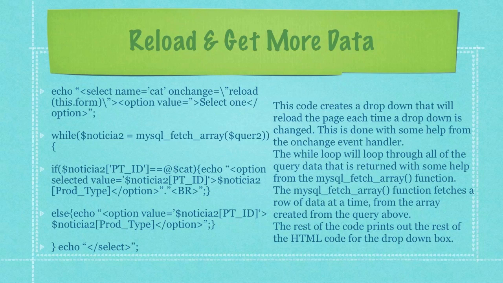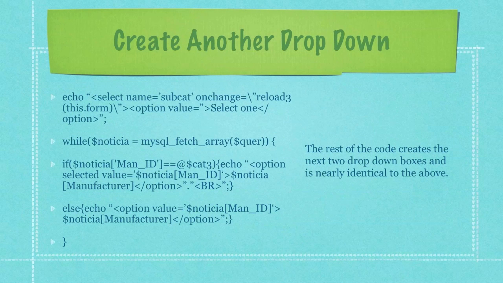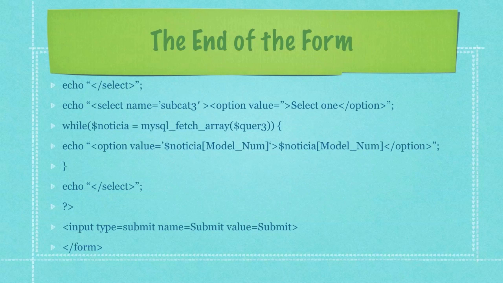The while loop will loop through all the query data that is returned with some help from the MySQL fetch array function. The MySQL fetch array function fetches a row of data at a time from the array created from the query above. The rest of the code prints out the rest of the HTML code for the drop-down box. And the rest of the code creates the next two drop-down boxes and is nearly identical to the above. And here you see all of the code that would go into creating the rest of the form.